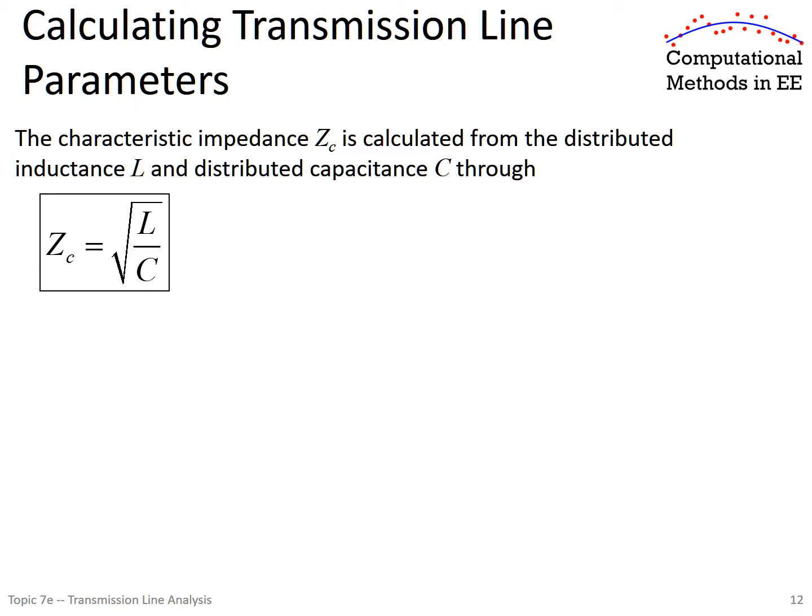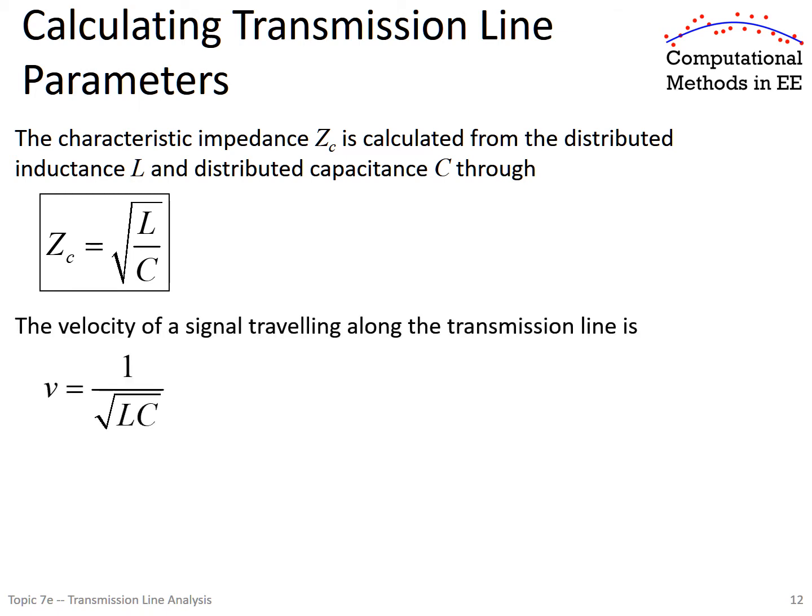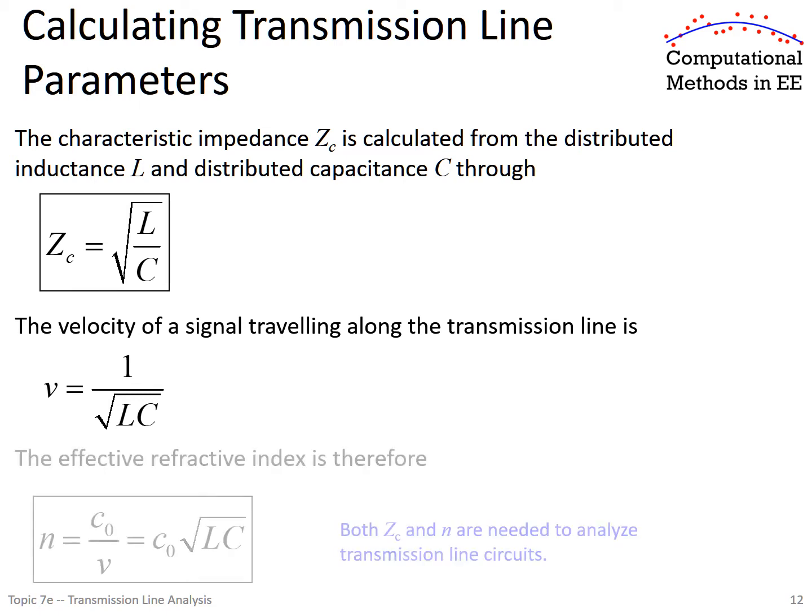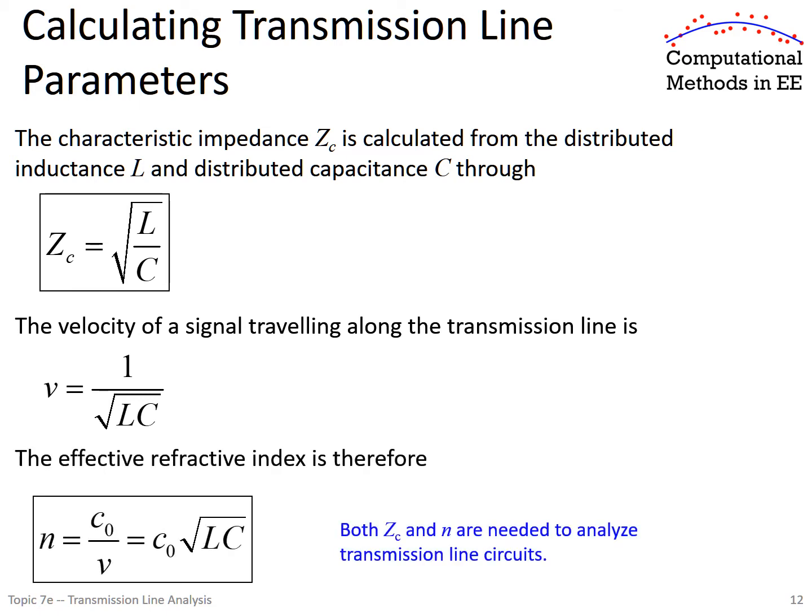But once we have L and C, the square root of L over C is the characteristic impedance of the line. Then we can calculate the velocity of a signal traveling along the line. And then last, the effective refractive index of the signal on that line, all from L and C. So our simulation is most fundamentally calculating L and C. Once we have those, we can calculate these other properties.